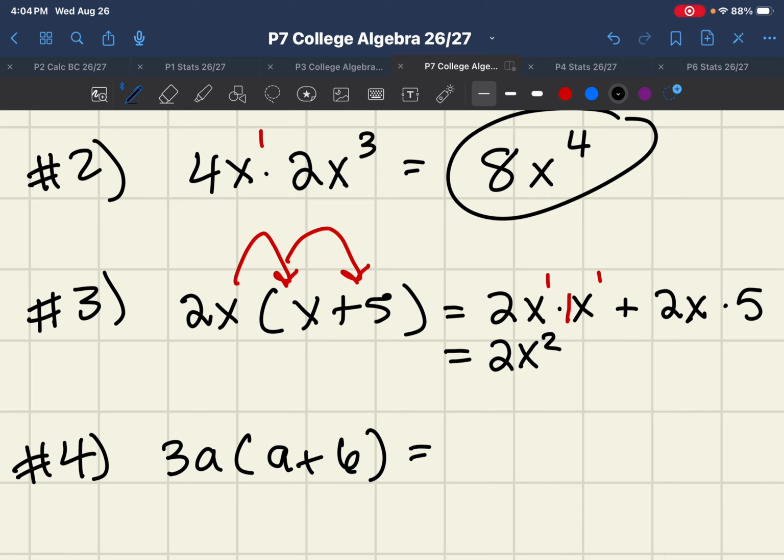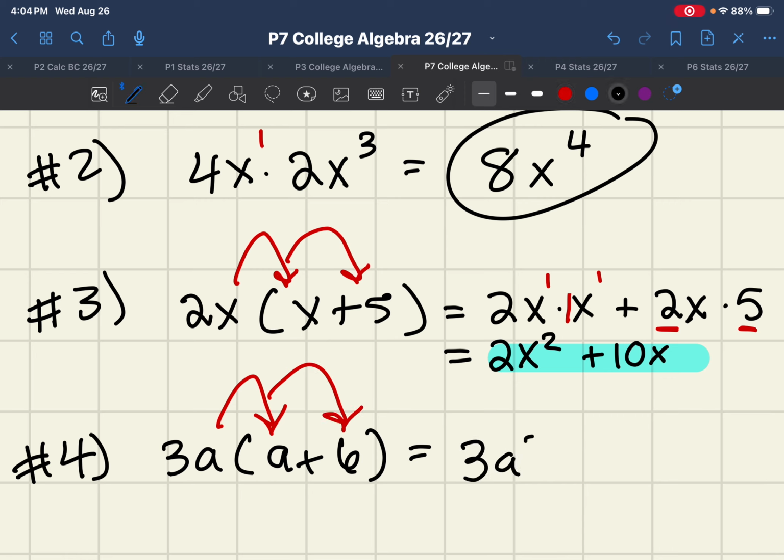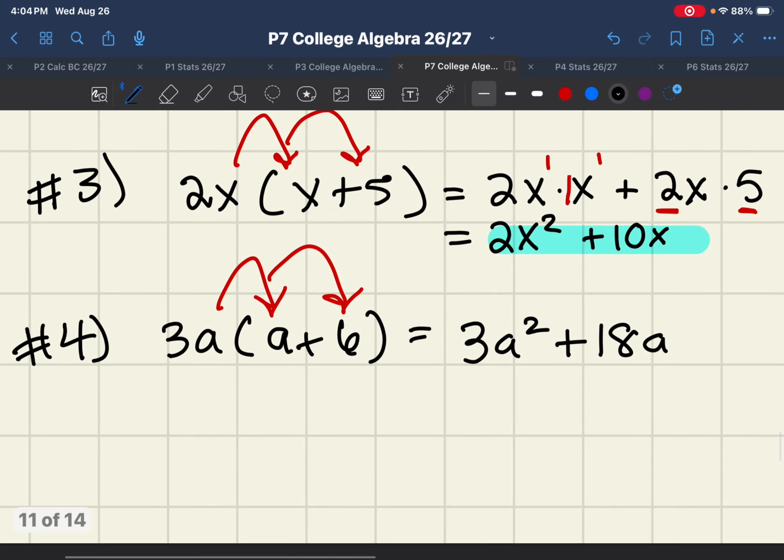And then for the next one, notice how we only have coefficients here. So 2 times 5 is 10. And since the x is there, I'm just going to bring it down. So that's my answer. Okay, same with this one. I'm going to distribute the 3a. So this becomes 3a times a, which is 3a squared, and 3a times 6, which is 18a. So plus 18a. Notice I am not able to combine like terms because one is a squared and the other is just a. They are not like terms, so this would be my answer.